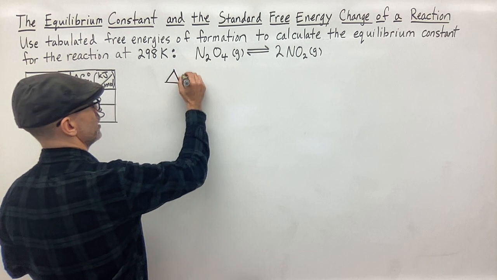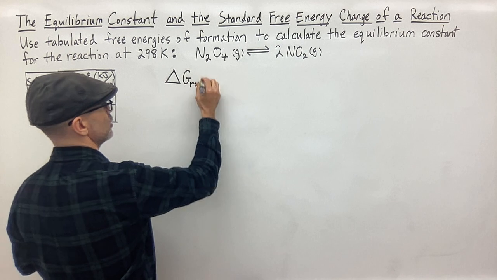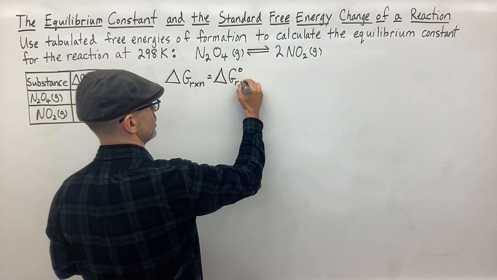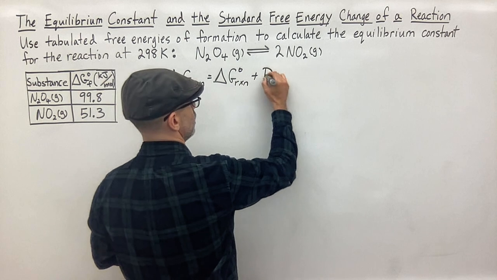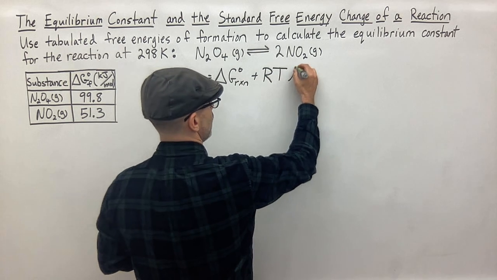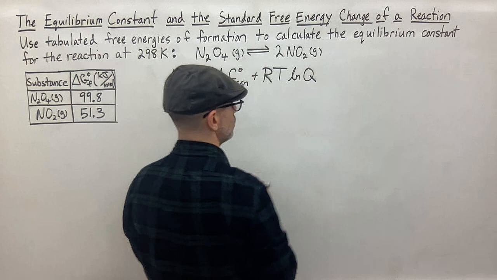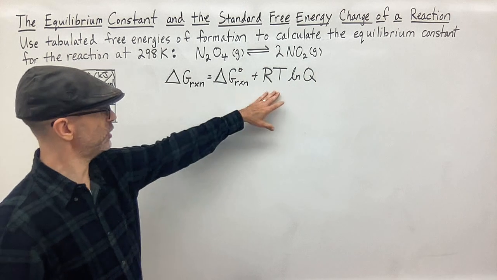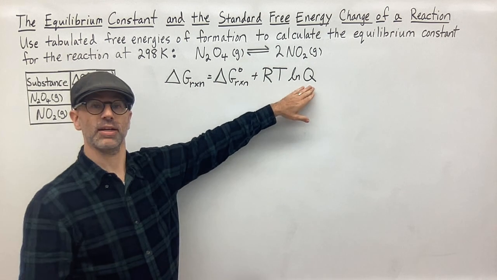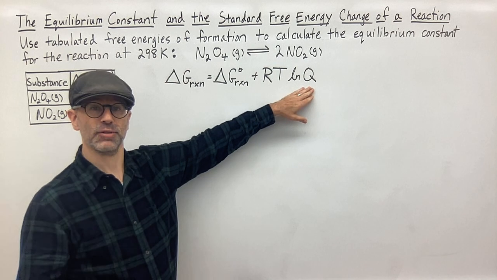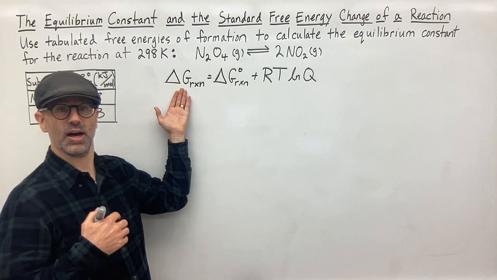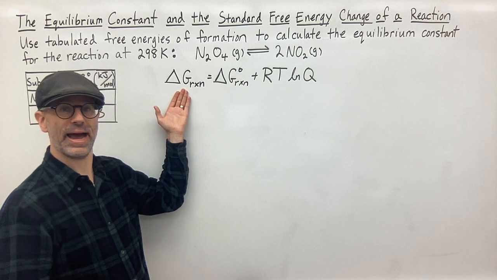We know from our previous video that our equation for delta G under non-standard conditions is equal to the delta G under standard conditions plus the ideal gas constant in joules per mole Kelvin, multiplied by the temperature and ln of Q. But if we're at equilibrium, we know that Q is equal to K, and therefore the non-standard free energy change of a reaction will end up being zero at equilibrium.